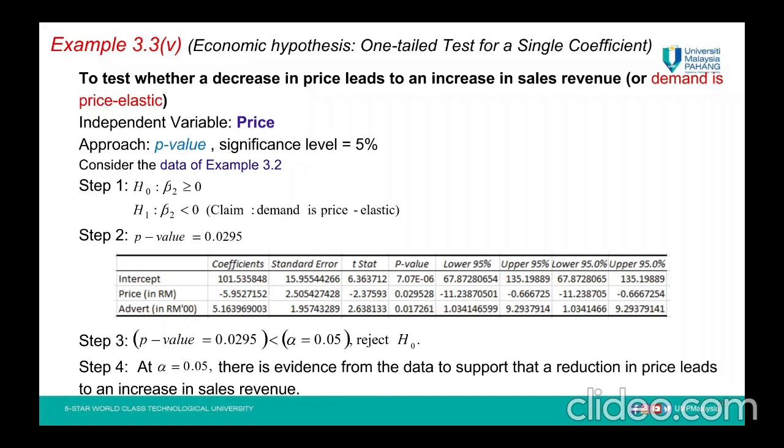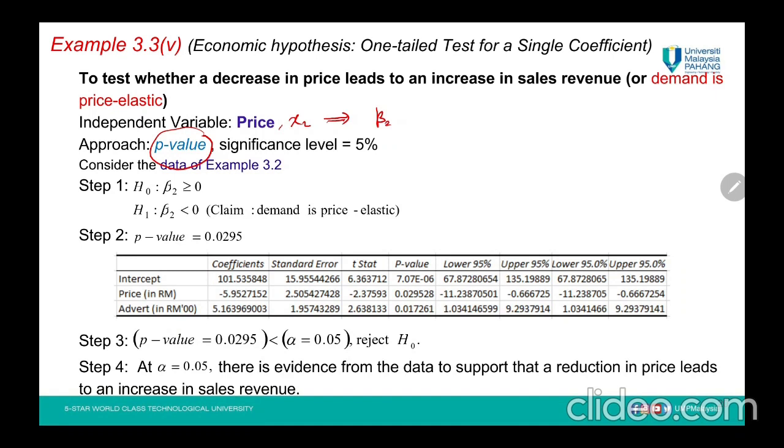Let's look at example 3.3.5. This example illustrates an economic hypothesis. In this example, we want to test whether a decrease in price leads to an increase in sales revenue using the p-value approach at alpha 0.05. In this case, the independent variable, that is price, is x2, and the corresponding parameter for x2 is beta 2.